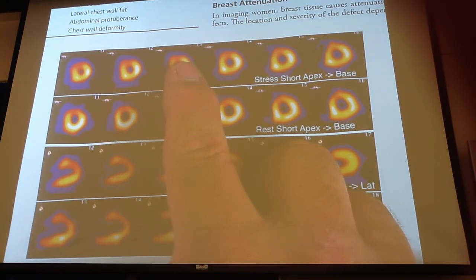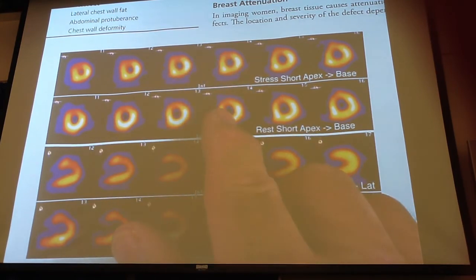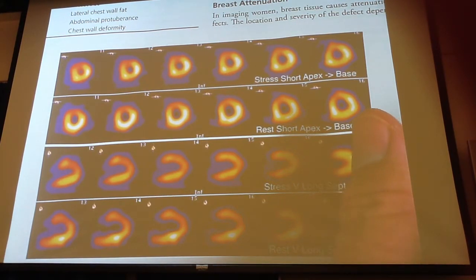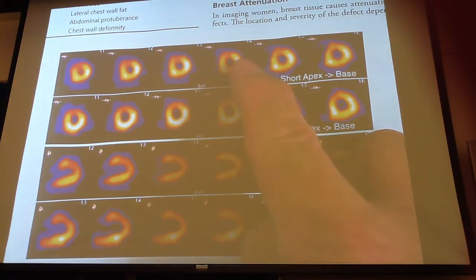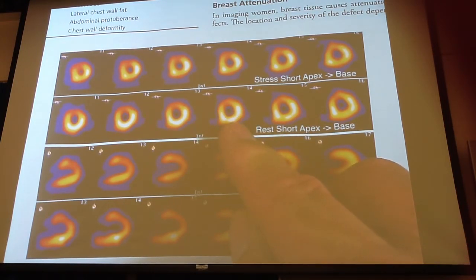Is that a defect? If I have a defect on the stress and a defect on the rest, what would that normally be diagnosed as? What type of a diagnosis would that be? Irreversible, or an infarct. More than likely it's an infarct.